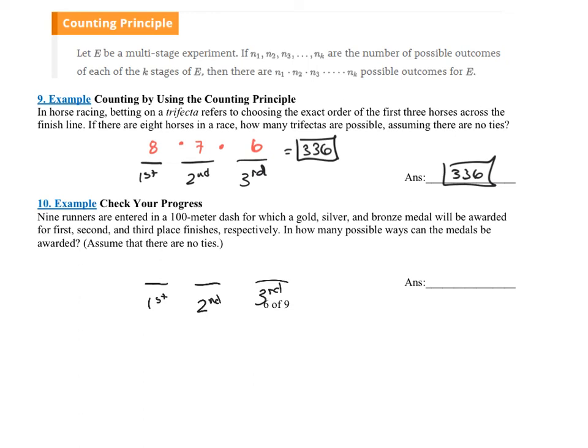We look at how many people actually ran it. It says 9 runners. So how many choices, or how many people, do I have for first place? That would be 9, for second would be 8, and for third would be 7. The fundamental counting principle says multiply these numbers together. Using your calculator, 9 times 8 times 7, I get 504 total possibilities.